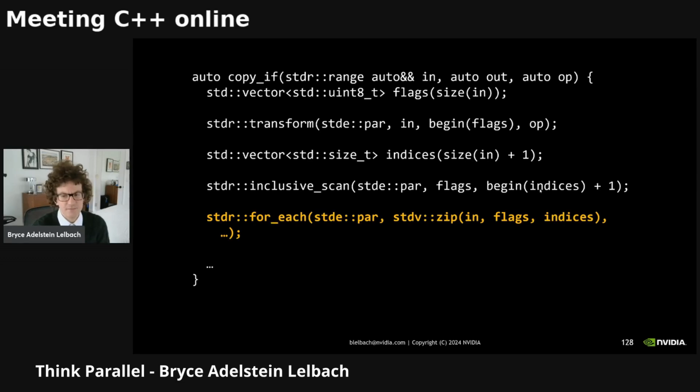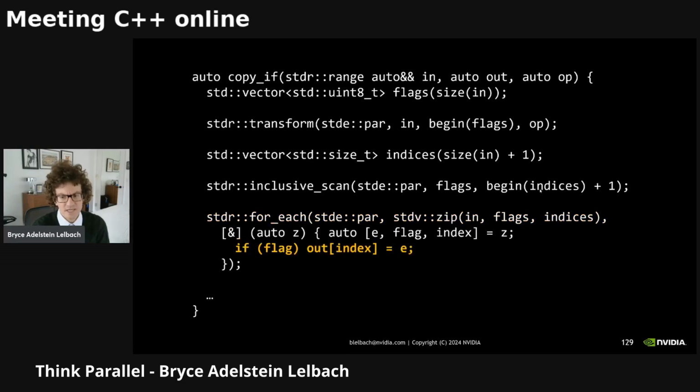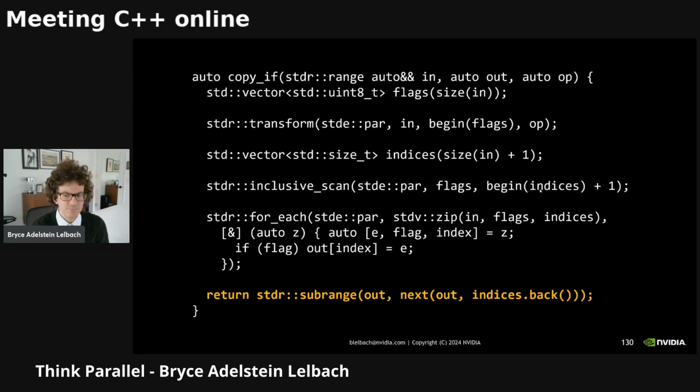So let's look at the write pass in code. It's a parallel for loop that iterates the input, flags, and indices. So for each element, if the flag is true, then we write the element at the associated index. To calculate the bounds of the subrange that we return, we use the last element of indices, which gives us the count of how many elements were written. And with that, we have a parallel copyIf implementation.